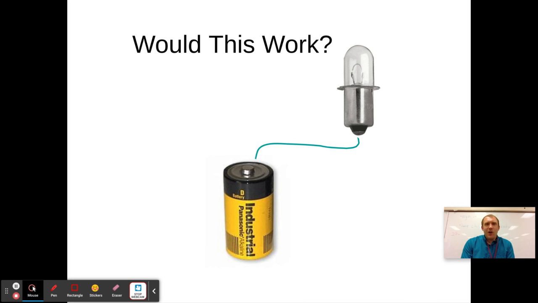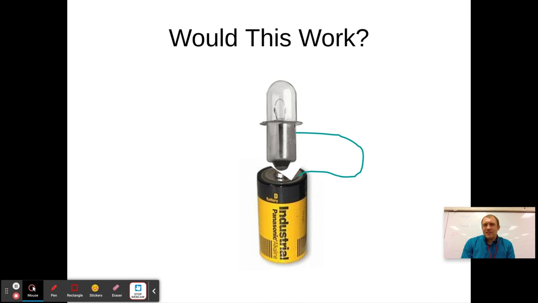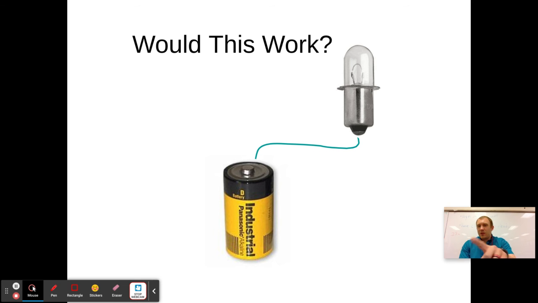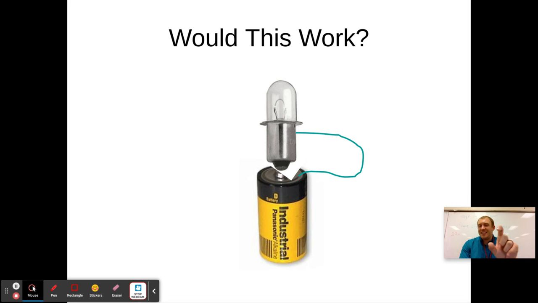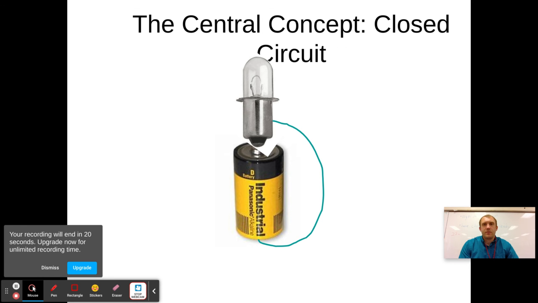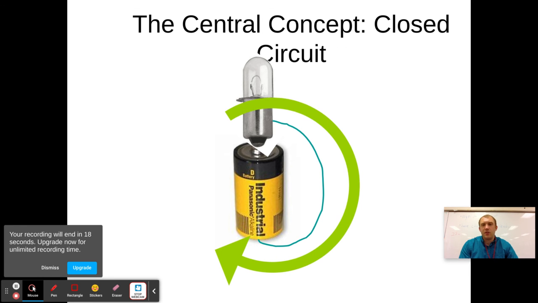Would this work? Hopefully you answered no. How about this one? Would this one work? Hopefully you answered no. And would this one work? Yes. Hopefully you answered yes. So this one doesn't work because there's nothing connected. It's not a completed circuit. This one doesn't work because it's connected to the same end. There's no difference between positive and negative ends of the battery. And this one does work because it would flow through the circuit from negative to positive. It would flow along and provide that energy. You need a closed circuit in order to complete that loop, that flow of electrons.